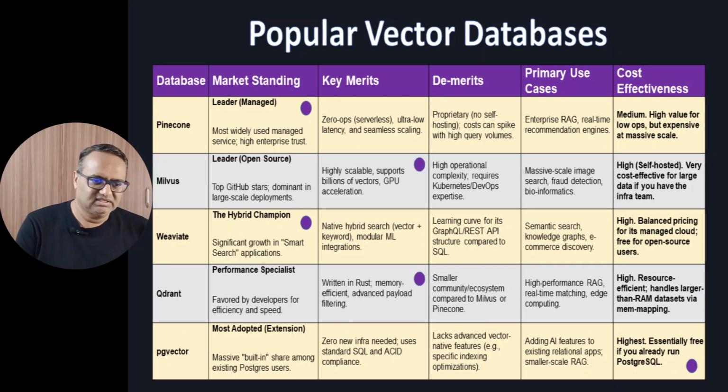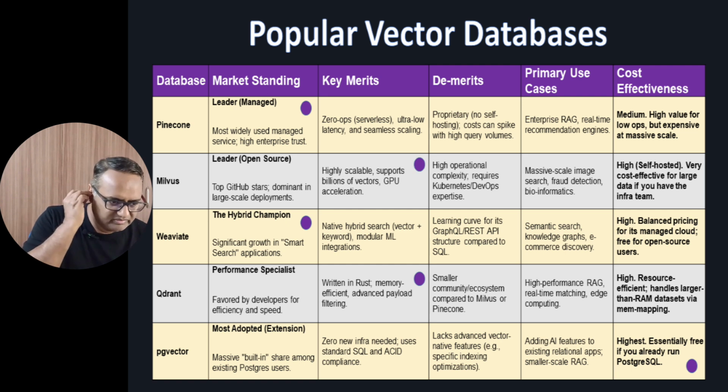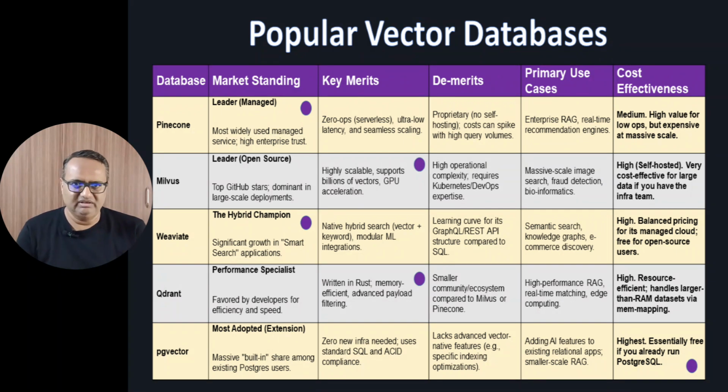So let's go to the next slide. Here are some of the popular vector databases available: Pinecone, Milvus, Weaviate, Qdrant, PG Vector. I think we just have to know some names as of now. When we get into details and adapt to a particular domain or business, we can go into more detail to see which vector database is suitable for the business. The basics: Pinecone is a managed leader, Milvus is an open source leader, and this one is a hybrid champion, a performance specialist.